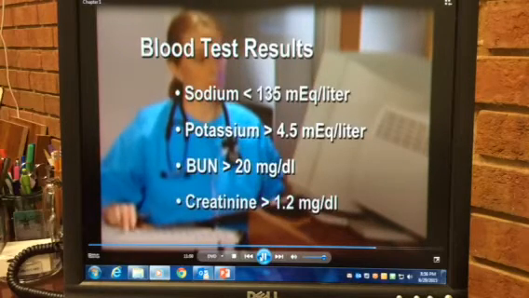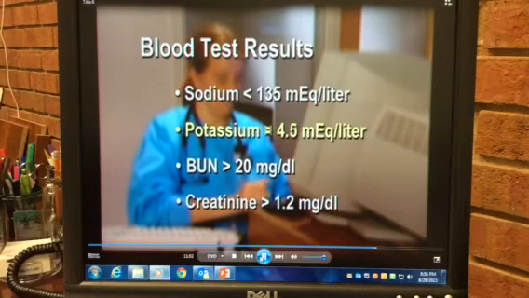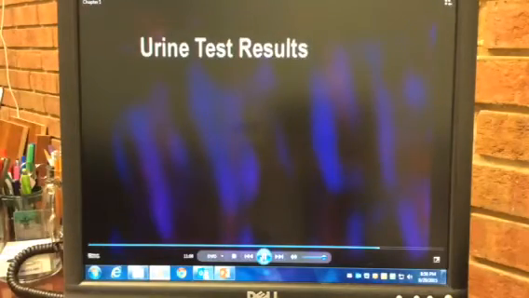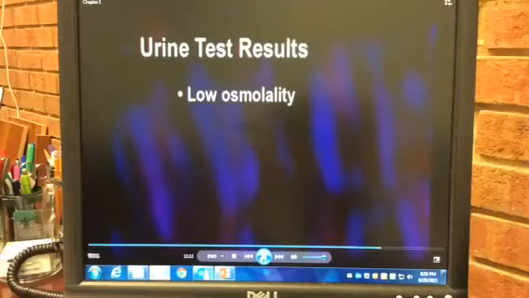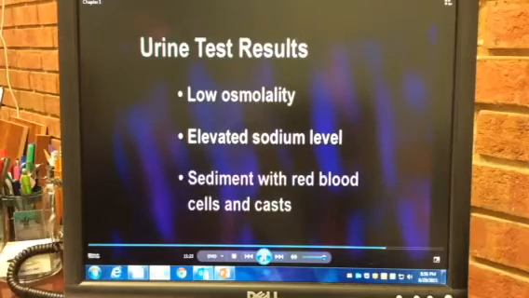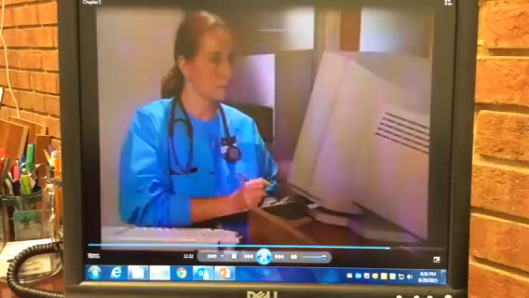In the diuretic phase, watch for the blood potassium level to fall, as potassium is excreted in the urine. Expect urine tests to reveal low osmolality of dilute urine, indicating the tubule's inability to concentrate urine. An elevated sodium level, reflecting sodium loss in urine. And sediment that contains red blood cells and casts, reflecting blood cell leakage through damaged glomeruli and tubules.